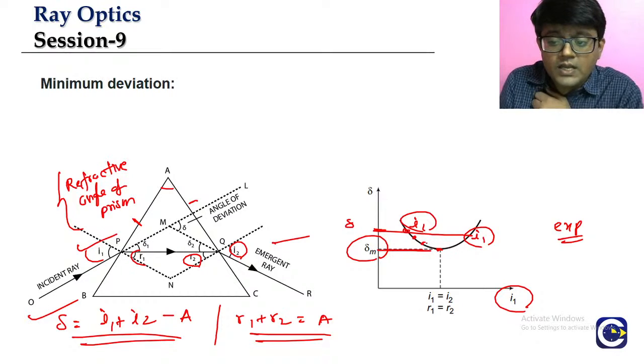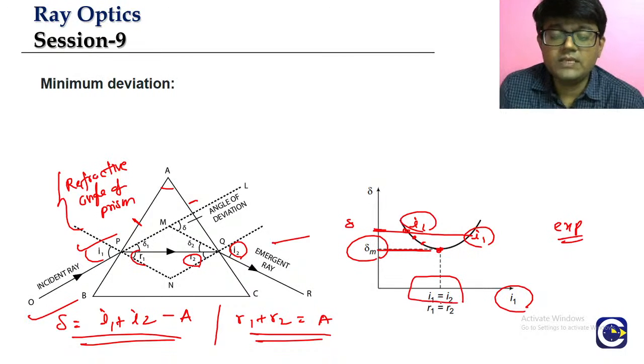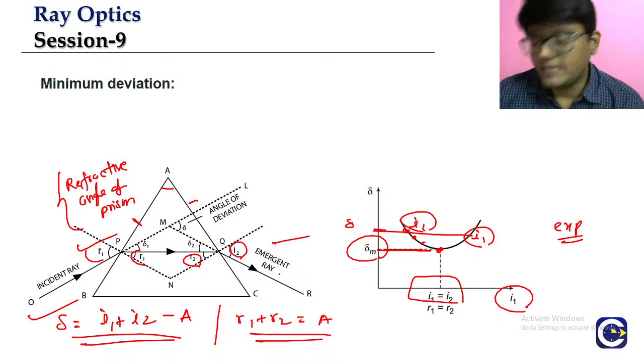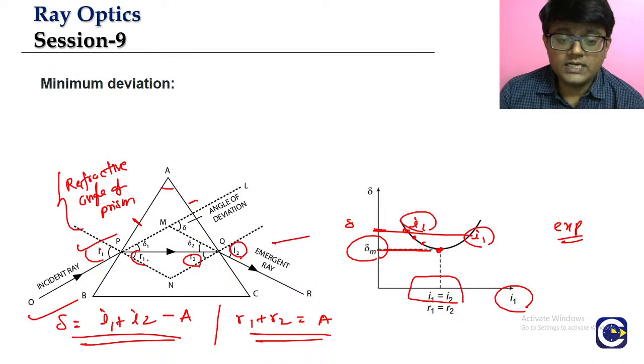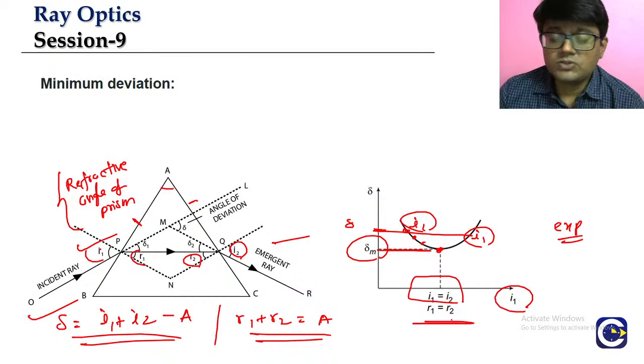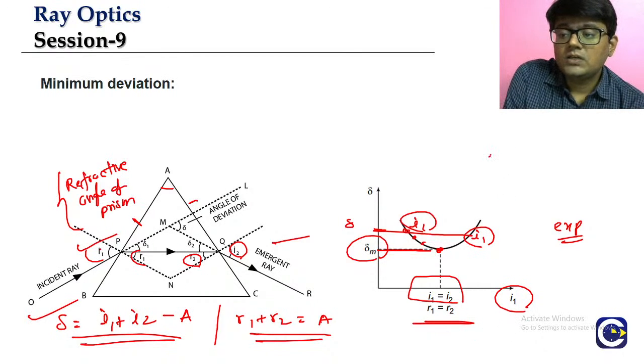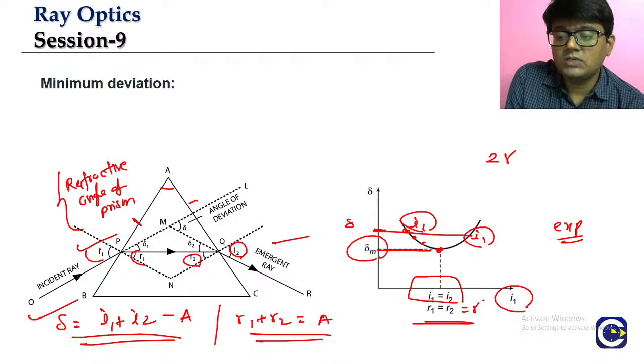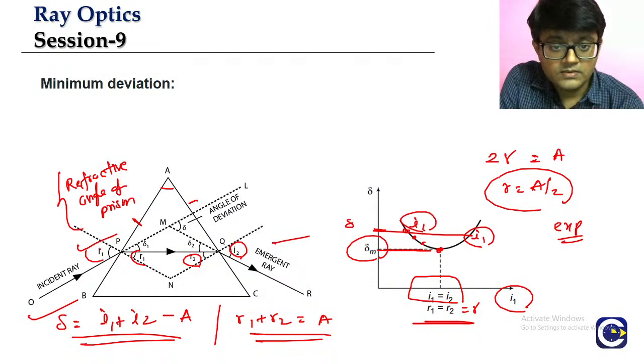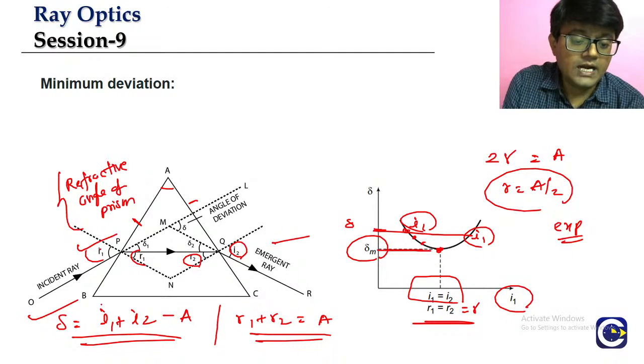Now when you come to the minimum deviation, both these values of I1 merge, which means the minimum deviation corresponds to when I1 is equal to I2. The incidence angle is equal to the emergence angle. Not only that, because of the symmetry, R1 must also be equal to R2. If we say R1 equals R2 equals R, then 2R is equal to A, because R1 plus R2 is equal to A. From here we get R is equal to A by 2. And I1 is equal to I2.